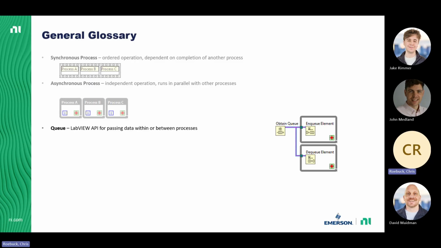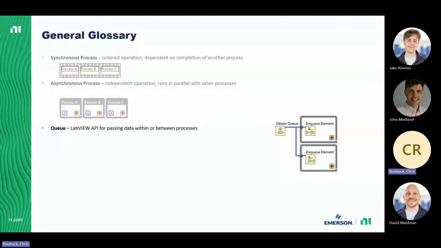Queues. We're going to be mentioning queues quite a bit in this presentation. Queues are simply a LabVIEW API for passing data within or between processes. In that example, we've got a very simple queue where we are publishing some data in one of the loops. In the top loop, we're enqueuing some information, and that data, almost like a FIFO, the bottom loop has access to in the order that it was published. So first in, first out, generally, although there are some functions within the queue API to allow us to bypass that and stick things on the opposite end of the queue.